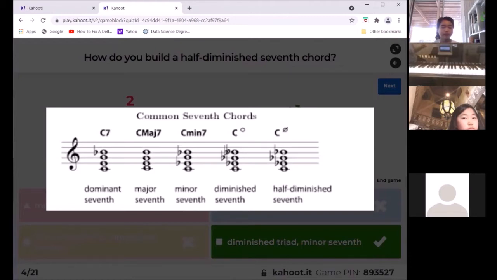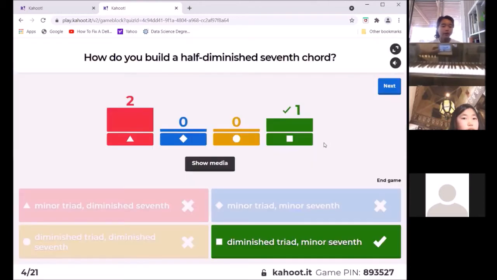So for example, when we have a C half diminished chord, we would have a C diminished triad, and then we would have a minor seventh built on top of C. So a half diminished seventh would have a diminished triad and a minor seventh. Some of you put a minor triad and diminished seventh, and that would be the other way around. So for a half diminished seventh chord, you have a diminished triad first, and then the seventh is larger.